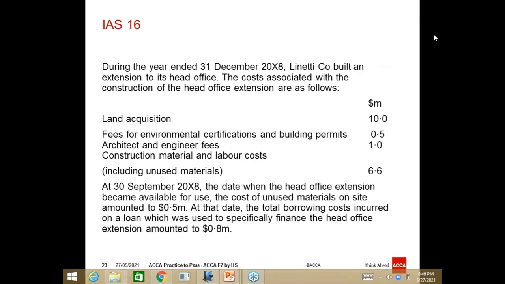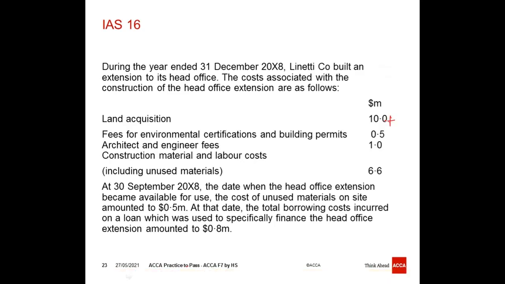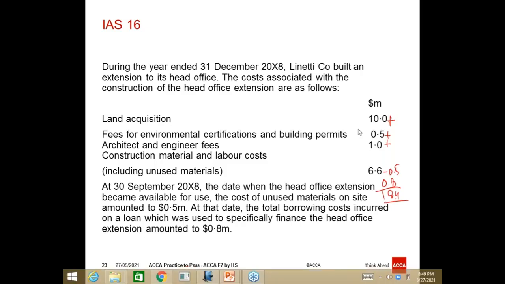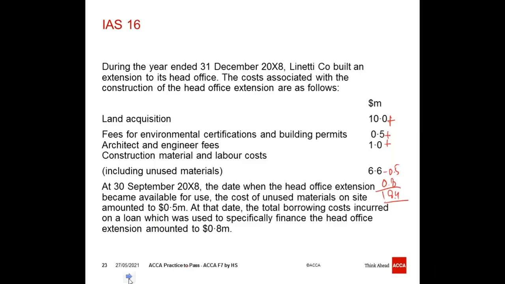Okay, it's done. So first you need to capitalize the land value, then fees for the environmental certification and building permits, yes. Architect's fees, yes. Construction material costs, yes. But you need to deduct the unused material, which is 0.5, and the borrowing cost of 0.8. By adding all these figures, we got the value of, I think it's 18.4. Is it correct? Okay, good.